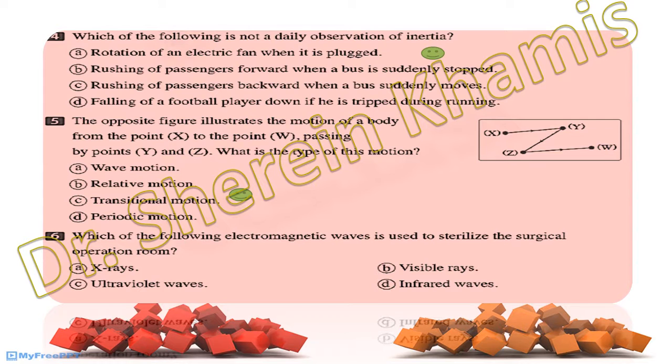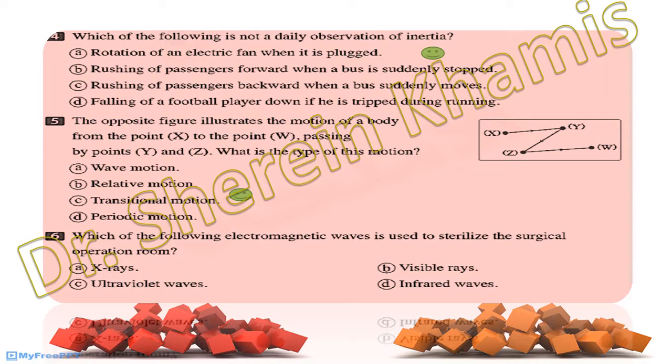Which of the following electromagnetic waves is used to sterilize the surgical operation room? We want to make a sterilization for the surgical room. We use X-rays, visible rays, ultraviolet rays, or infrared rays. X-rays, as we said before, are used in photographing bones or seeing the holes inside raw material. So they depend on photographing inside anything whose structure we want to know.